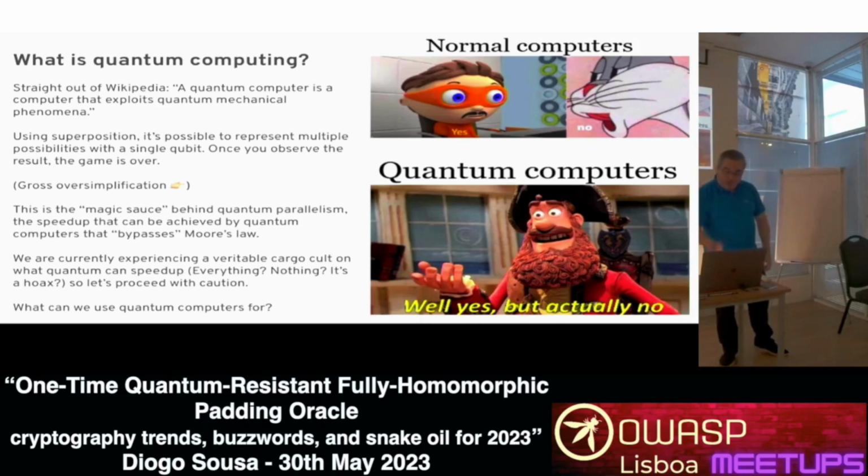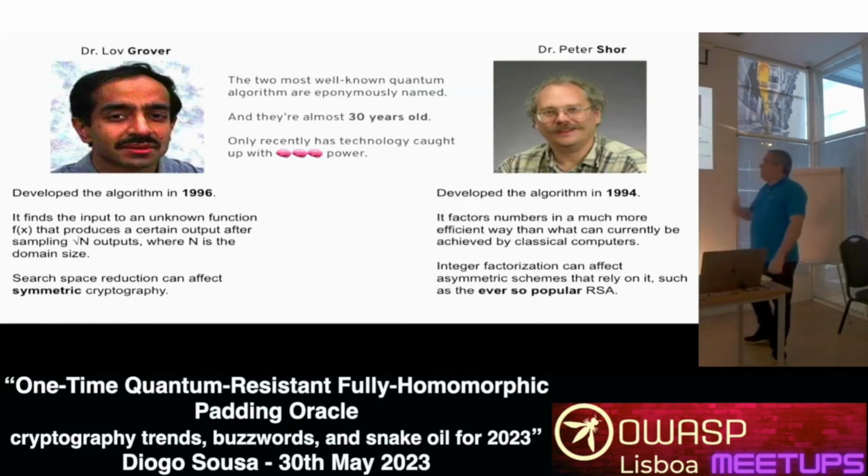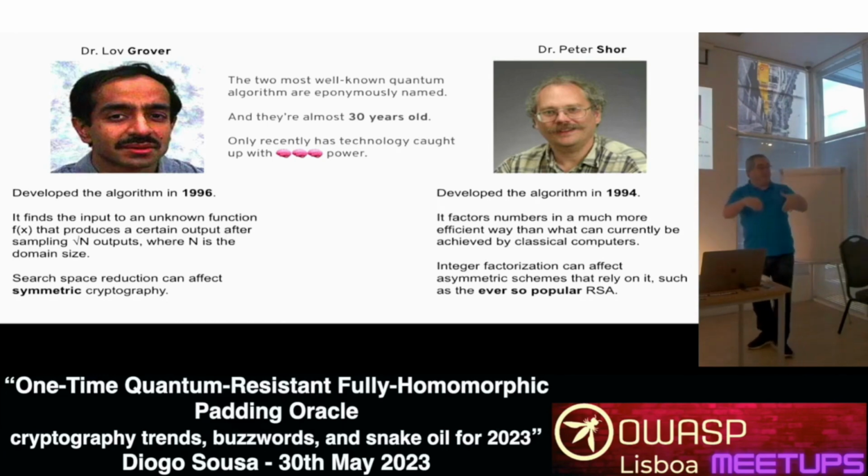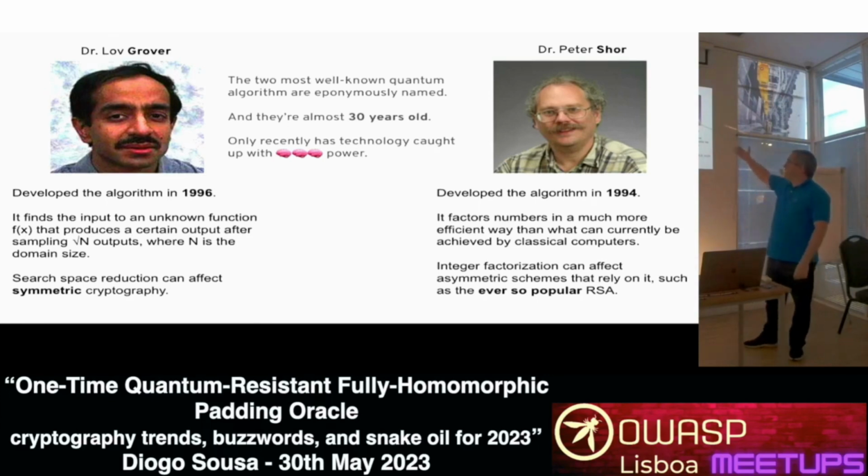So what can we use quantum computers for? Quantum computers require quantum algorithms, because if you're running a classical algorithm on a quantum computer, you can already do that without spending the money on a quantum computer, which is massively expensive to run. We have the two most popular, well-known quantum algorithms, and they're almost 30 years old. Only recently has technology caught up with the invention of these algorithms, so that we can actually test them in practical ways. In 1994 and 1996, quantum computing existed on a sheet of paper, and they invented the algorithms.